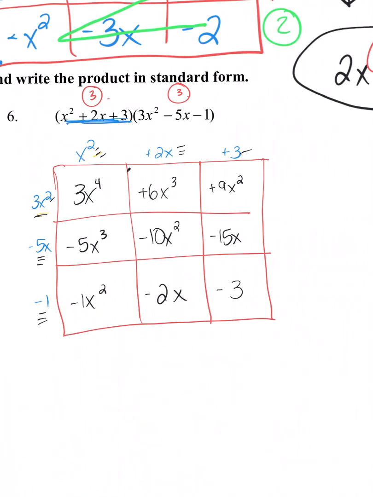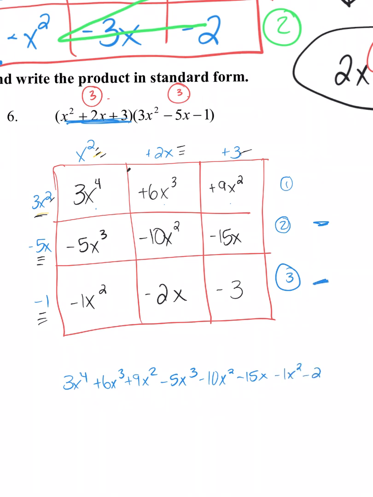So what we have to do is label my first row, second row, and third row. And that's the order that you're going to write them in. So 1, 2, 3. So 3x to the fourth plus 6x cubed plus 9x squared. Then down to our second row, negative 5x cubed minus 10x squared minus 15x. Then to the last row, negative 1x squared minus 2x minus 3. Okay? And now we need to combine our like terms. That's all that's left. Okay? I know there's a lot of terms, so try and keep yourself organized.